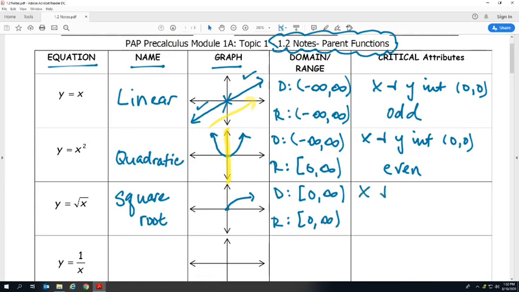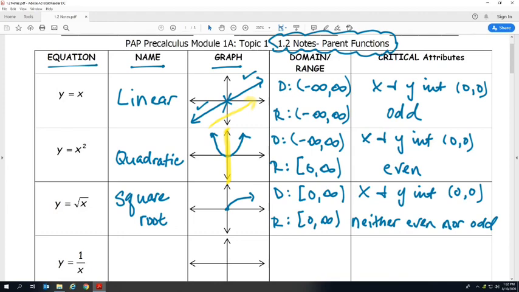It also has an x and y intercept at (0, 0). And it's neither even nor odd. You'll notice it does not reflect over the y-axis, and you don't see the same image in diagonal quadrants, so it's not even or odd.